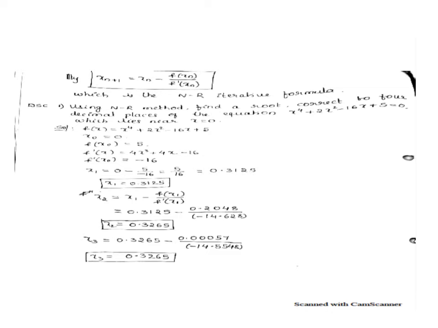Now we have to use this value in the second iteration. So x2 is given by x1 minus f of x1 divided by f dash of x1. So before this, we have to put the value of x as 0.3125 in the function and also in its derivative, and calculate what the values are. So here x2 equals x1, x1 is 0.3125 minus f of x1.